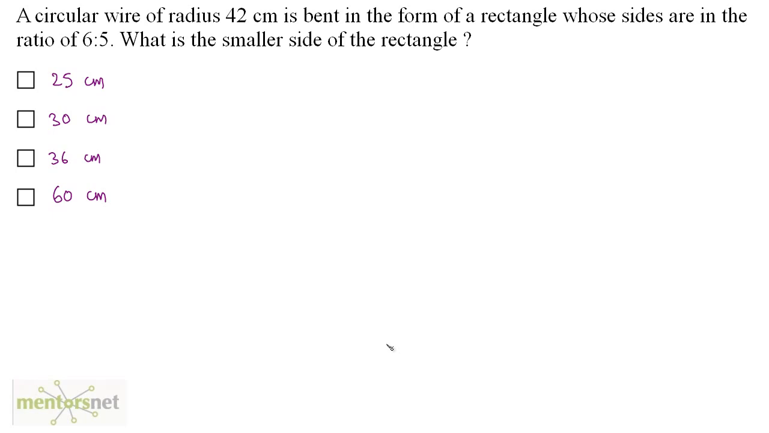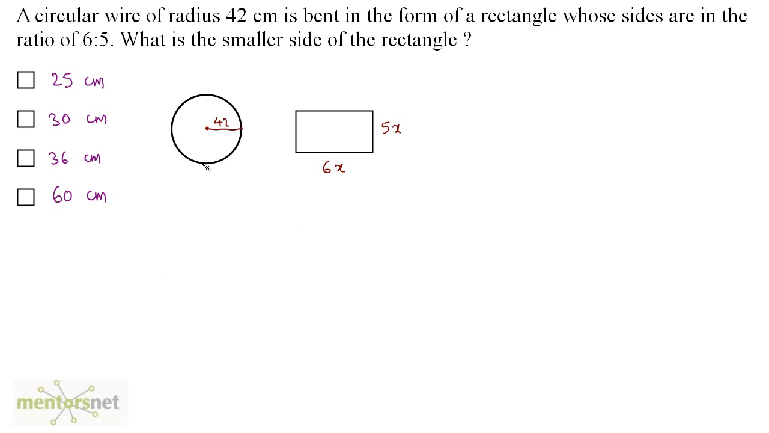A circular wire of radius 42 centimeters is bent in the form of a rectangle whose sides are in the ratio of 6:5. What is the smaller side of the rectangle? So there is a circle and there is a rectangle, and we have been given the ratio of the sides of this rectangle, that's 6:5. So I can write it as 6x and 5x, x being the constant. Now we have been given the radius of the circular wire, that's 42 centimeters. Now it is said that this circular wire is bent in the form of a rectangle.